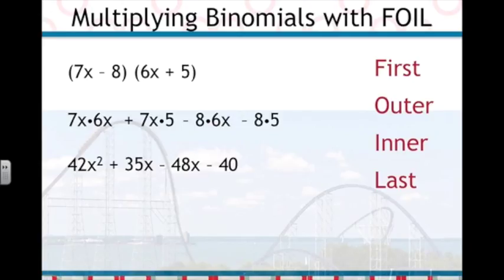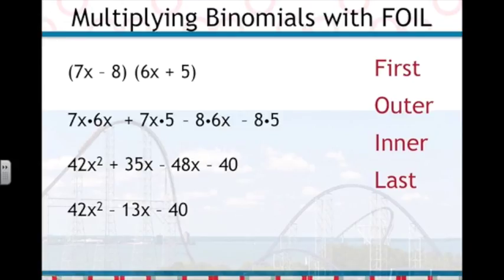So you see we have the result 42x squared plus 35x minus 48x minus 40. But there are some like terms we can combine. If we combine 35x with the minus 48x, we get negative 13x. So our final answer is 42x squared minus 13x minus 40.